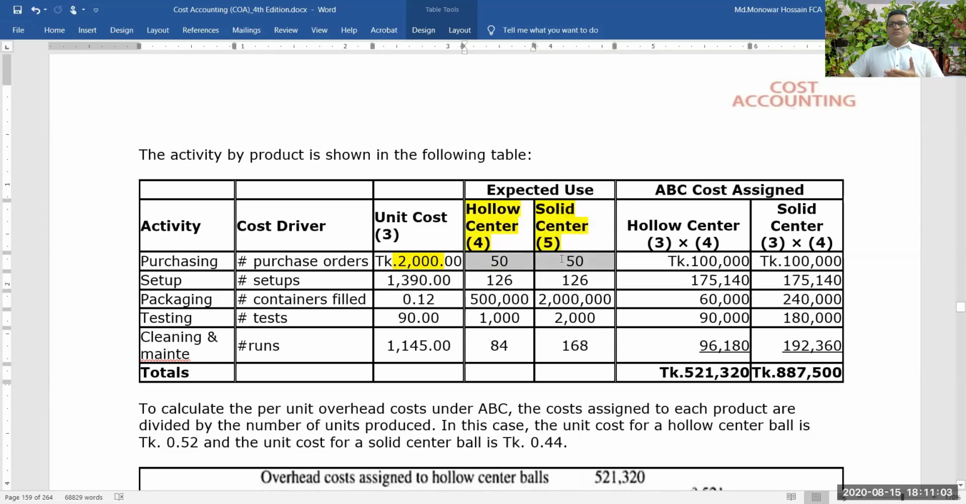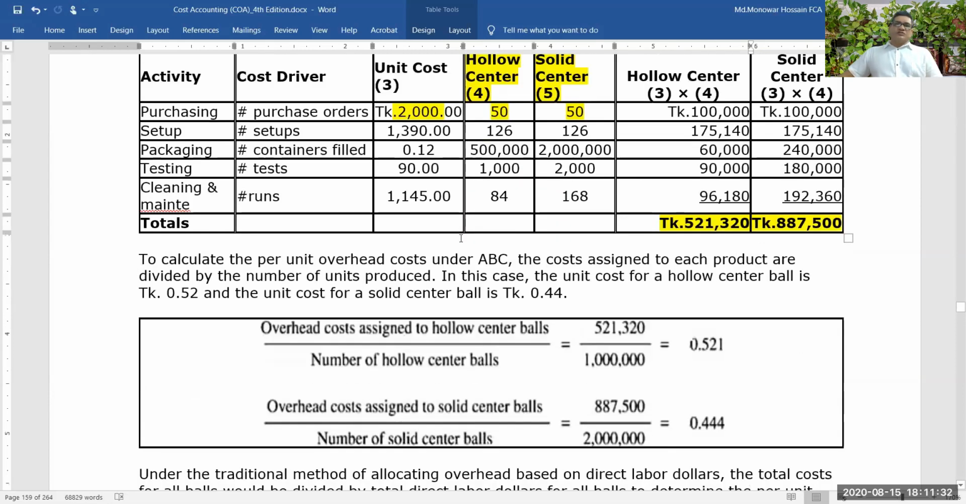So 50-50 purchase order is 1 lakh and 1 lakh. So after calculating all things we get total 5,21,000 for product one, the hollow center ball, and for the other one, the solid center ball, it is 8,87,500. So based on the activities here, ABC assigning cost is this one.